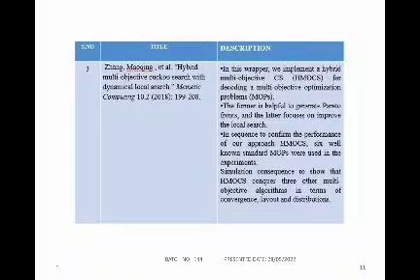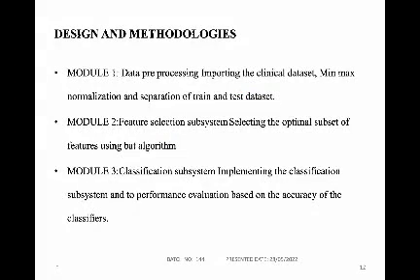The third one was by Jang Mocking: hybrid multi-objective cuckoo search with dynamical local search. The description: in this paper, we implement a hybrid multi-objective CS for solving multi-objective optimization problems (MOPs). The former is helpful to generate Pareto fronts, and the latter focuses on improving the local search in order to confirm the performance of our approach. For HMOCS, 6 well-known standard MOPs were used in the experiments.